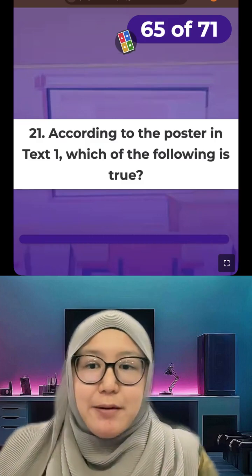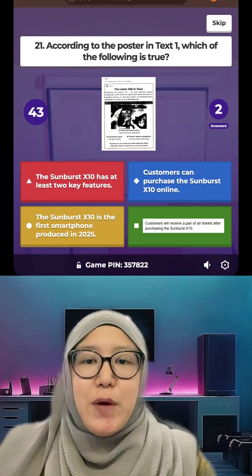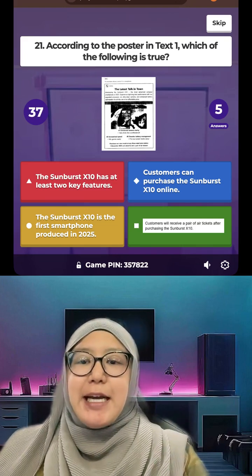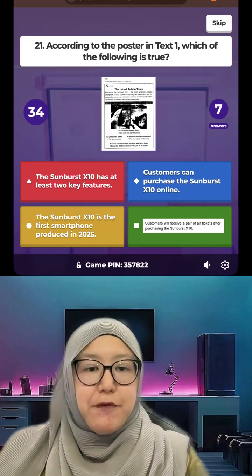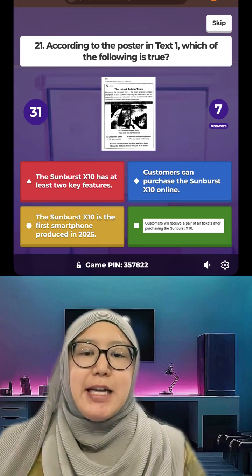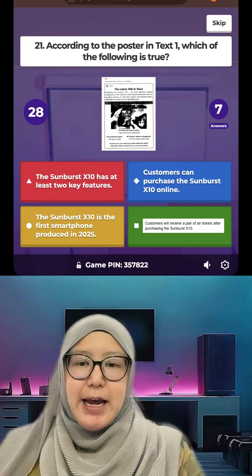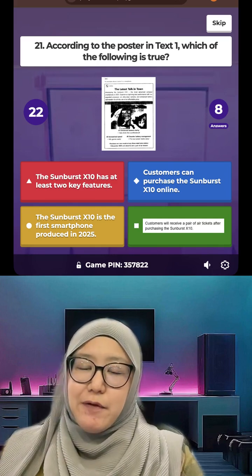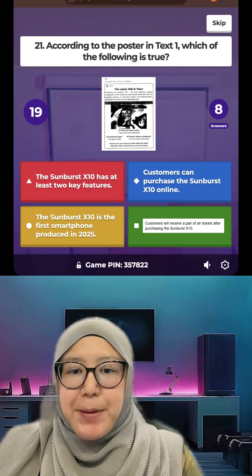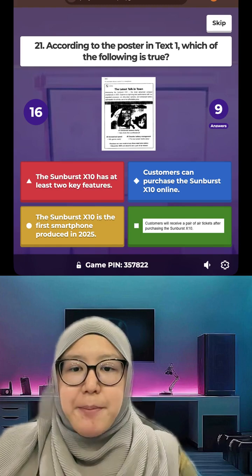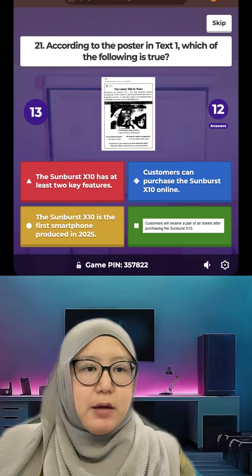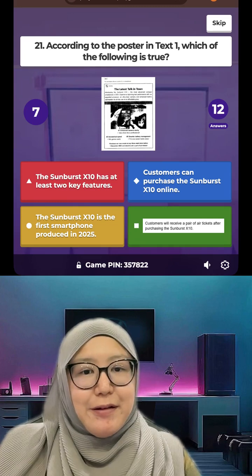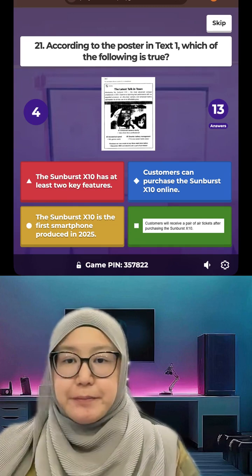Question number 21. According to the poster in text 1, which of the following is true? The Sunburst X10 has at least 2 key features. Customers can purchase the Sunburst X10 online. The Sunburst X10 is the first smartphone produced in 2025, or customers will receive a pair of air tickets after purchasing the Sunburst X10. What do you think? Which one is the correct one?